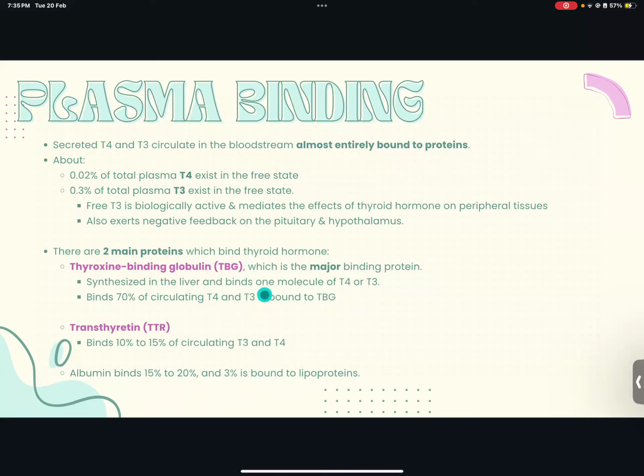Now, the difference between T3 and T4 is that for T4, only 0.02% exists in the free state, whereas 0.3% of total plasma T3 exists in the free state, which means that they're not bound to proteins. That basically tells you that there's more free T3. So this free T3 is also more biologically active, it's more reactive. It's going to mediate the effects of the thyroid hormone on the peripheral tissues more than T4. And free T3 will also exert negative feedback on the pituitary and the hypothalamus.